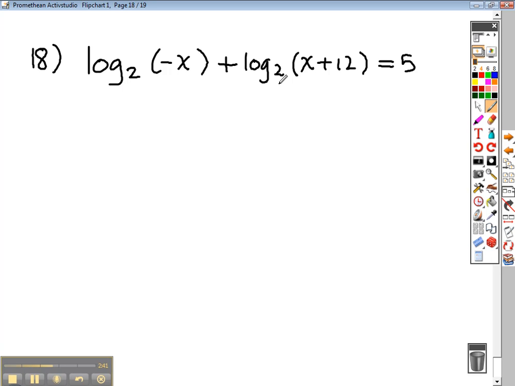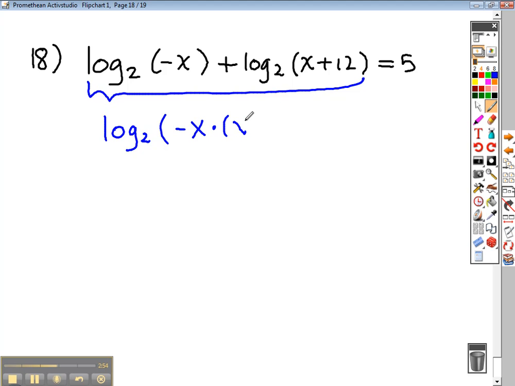So I can't just rewrite it in exponential form yet. What I have to do is combine these two, and the plus, keep in mind, is going to turn into a times. So it's going to be log base 2, and there's going to be a multiplication in there. So we're going to go negative x, and this plus is going to turn into a times. x plus 12 is equal to 5.